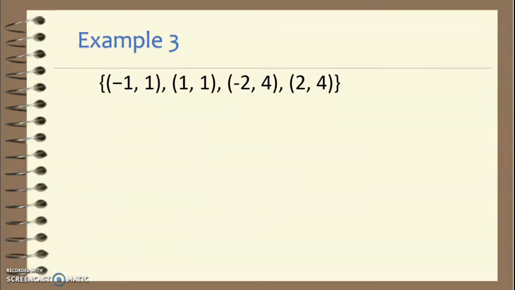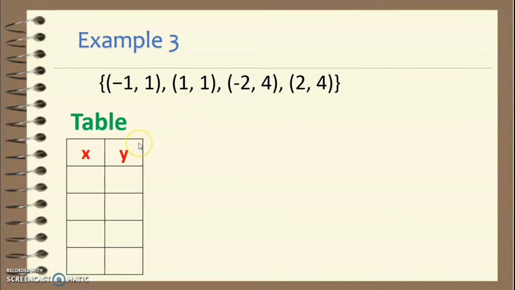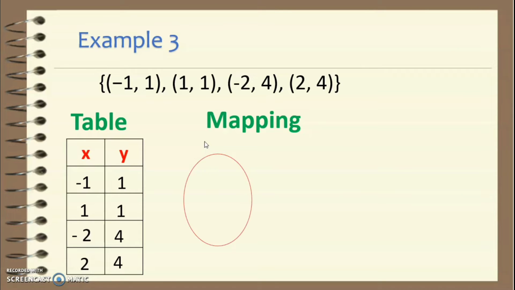So, example number 3 tayo. Kung mapapansin niyo yung range natin dito, negative 1 and 1, 1 and 1, negative 2 and 4, 2 and 4. Ang range nila ay may nagkapareho. Ito 1, then 4. Okay, we will represent this by table. Yun, isusulat natin lahat ng domain, then our range. Yan, susulat natin lahat.